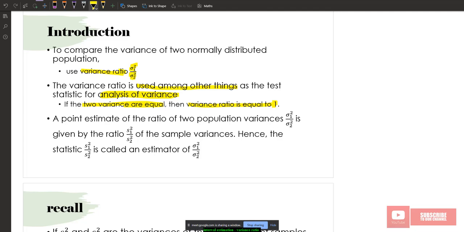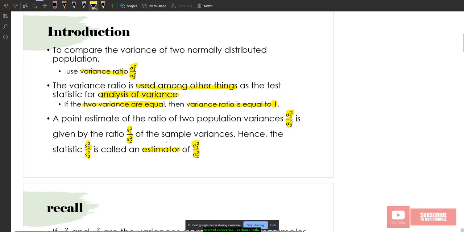A point estimate of the ratio of two variances, sigma 1 squared divided by sigma 2 squared, is s1 squared divided by s2 squared, which is equal to the ratio of sample variances. And hence, the statistic of the ratio of sample variances is also called an estimator of sigma 1 squared divided by sigma 2 squared, the ratio of population variances.